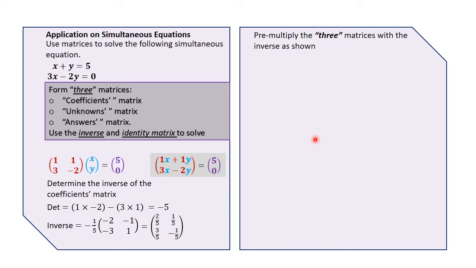With that, now we move to the part where we start to solve the simultaneous equations. And this is what we need to do. We pre-multiply this particular statement here with this particular inverse as shown hereby. This is what we have. This particular part here is the inverse that we had. This 1, 1, 3, minus 2, and x, y are the two matrices that we were having at this point. Again, this part, 2 over 5, 1 over 5, 3 over 5, and negative a fifth here is still the inverse, and the 5, 0 is the matrix of the answers that we're having at this particular point.